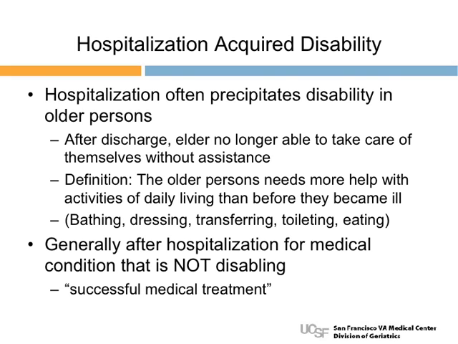So the medical term, or the epidemiologic term we often use to describe this, is hospitalization-acquired disability. This is the well-known phenomenon in which hospitalization often precipitates disability in older persons. Operationally, this means that after discharge, the older person is no longer able to take care of themselves without assistance. So in the research studies we do of hospital-acquired disability, the operational definition is that the older person needs more help with activities of daily living than before they came ill.